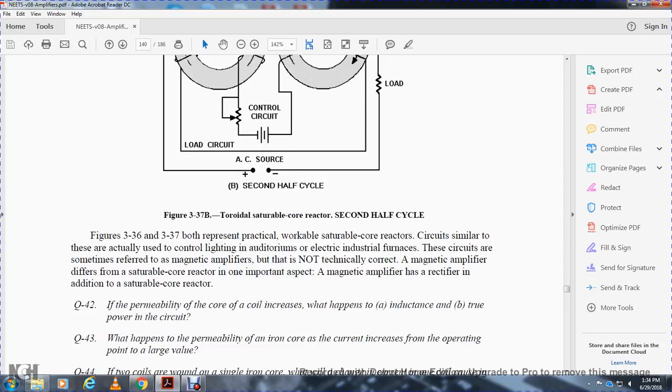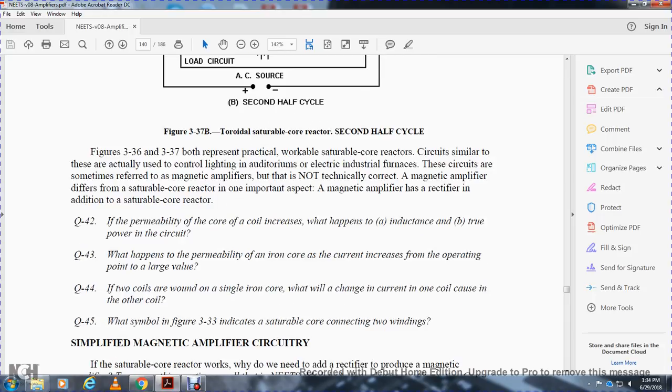Figures 336 and 337 both represent practical, workable saturable core reactors. They are used in controlling lighting, audio meters, and electrical industrial furnaces. These circuits are sometimes referred to as magnetic amplifiers, but that is not technically correct. Magnetic amplifiers differ from the saturable core reactor in one important aspect: a magnetic amplifier is a saturable core reactor with an additional rectifier.